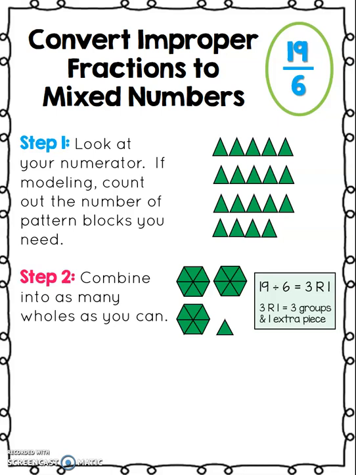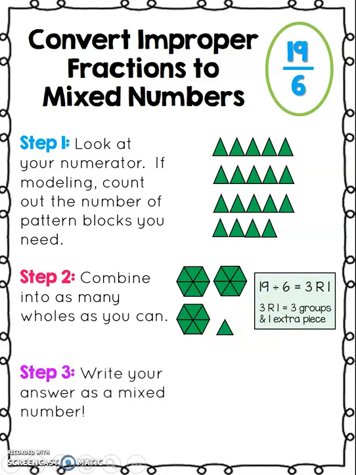That gives me 3 remainder 1, which tells me that I had 3 full groups, which my model showed in my 3 hexagons here, and that remainder of 1 means 1 extra 6th piece, which I showed by my 1 extra triangle. Finally, I'll write my answer as a mixed number. So to do that, I would show the 3 as a whole number group, and then the 1 extra triangle as 1 extra 6th piece. In other words, 19/6 is equal to 3 and 1/6. So converting from an improper fraction to a mixed number uses division.